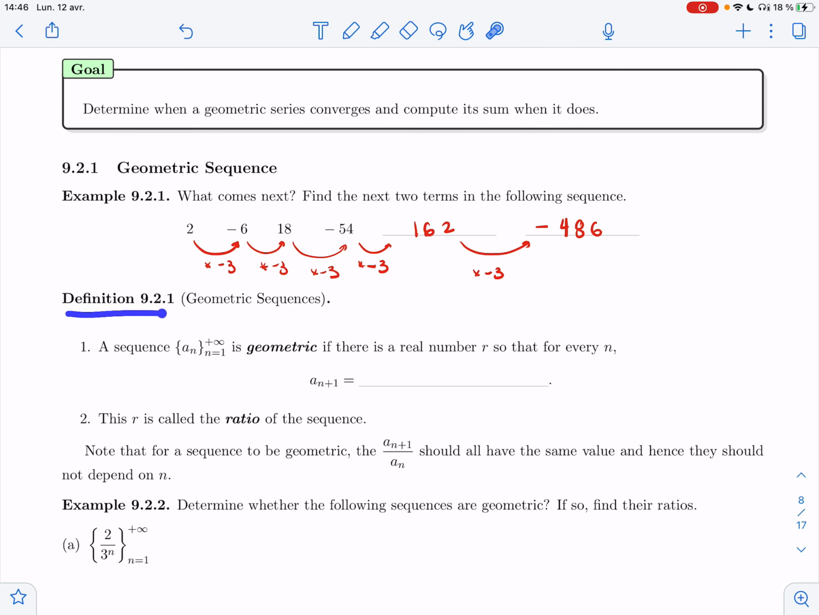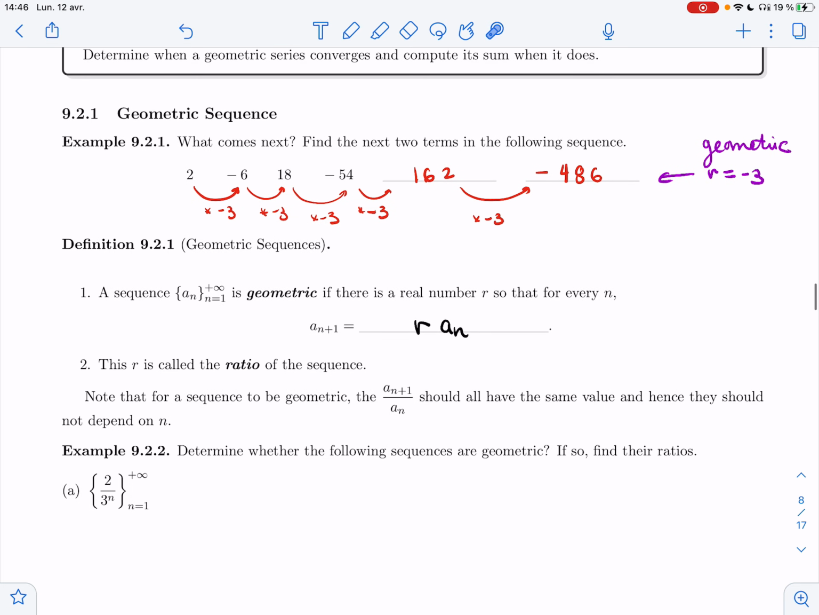All right, so that's what a geometric sequence is. A sequence is geometric if there is a real number r, so that for any a_n, you can get a_(n+1) from a_n by multiplying by r. So here, this would be geometric with r equals minus 3. The r is called the ratio of the sequence.